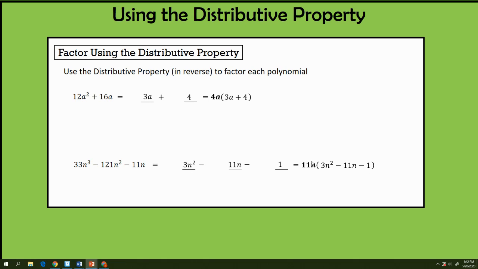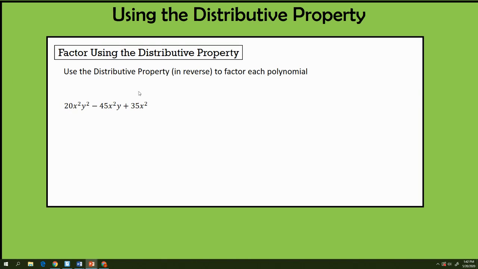Now, distribute that through. 11n times 3n squared, 33n cubed. 11n times 11n, 121n squared. 11n times 1, 11n. So this product of this monomial times a polynomial is equal to the original. Okay, and it's going to be this process over and over and over again, working on that. Okay, we'll do another one here.